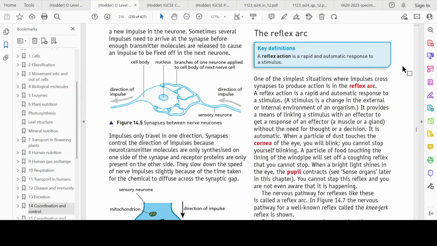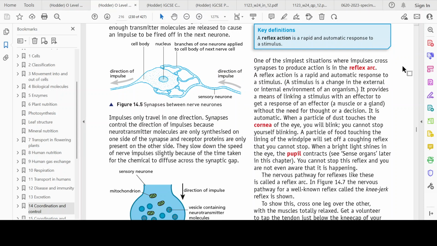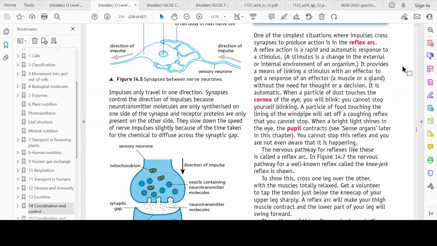Many reflex actions occur, right? For example, if there's a dust particle that touches your eye and you start blinking, you cannot stop yourself from blinking in that situation, right? After some thought, maybe you can, but not immediately. If food or water goes to your windpipe, you start coughing, that is a reflex action, right? The size of the pupil of your eye changing depending on the light around you, that is a reflex action. You immediately pulling your hand away from a hot object, that is a reflex action.